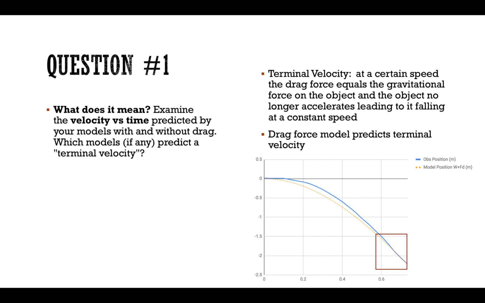To answer the first question, the drag force model predicts terminal velocity. Terminal velocity occurs when an object reaches a certain speed where the drag force on the object is equal to the gravitational force on the object, which leads to the object moving with a constant speed and no acceleration. This can be seen in the graph below at approximately 0.6 seconds. The object's position is changing at a constant rate, which is indicative of a constant velocity, meaning the object reaches terminal velocity or freefall in this model. This is demonstrated by the red square shown in the graph.